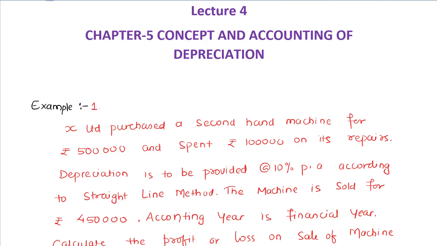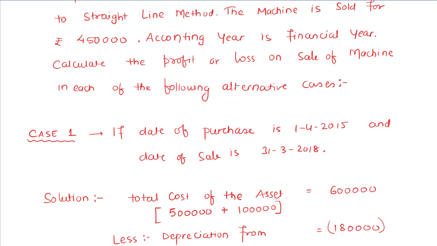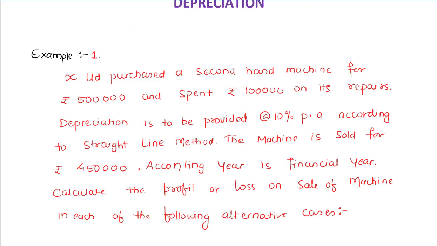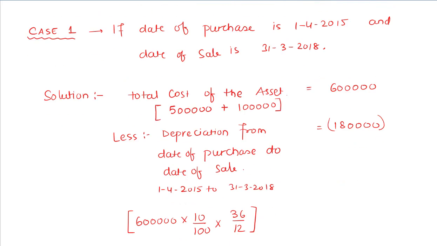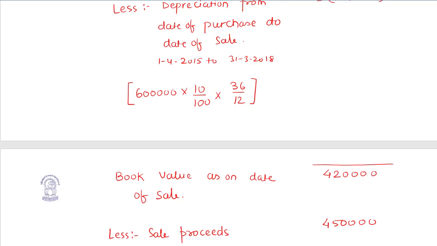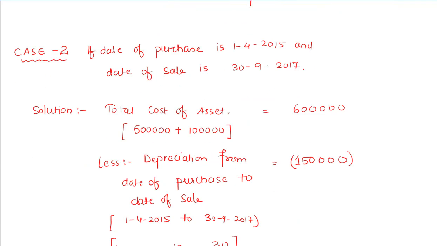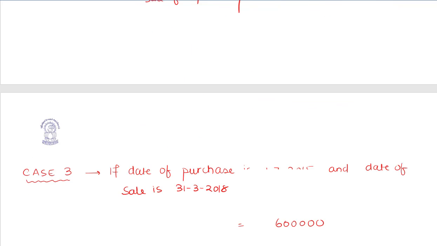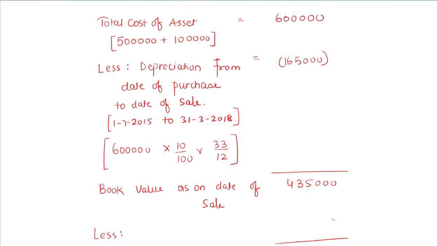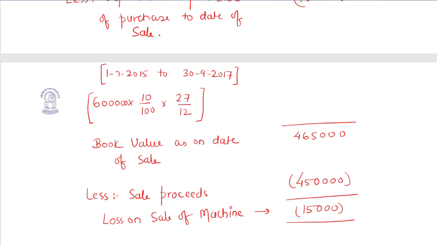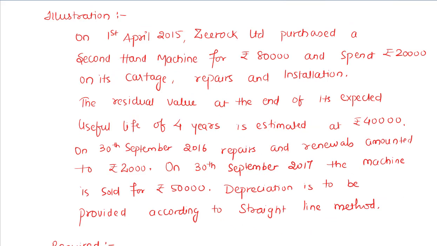Let's see what we have learnt in today's class. So in today's class we have learned the various cases where we have purchased the machinery. The date of purchase and date of sale was different, and accordingly, we have calculated the profit or loss in case of sale of machinery on a particular date. So, we have done various cases in relation to this, and after that, we have done this big illustration, that is Xerox Limited. I believe you understood.